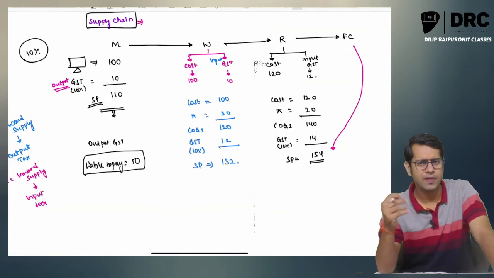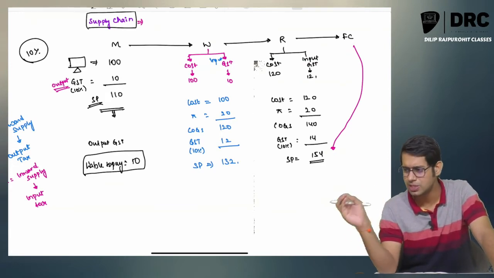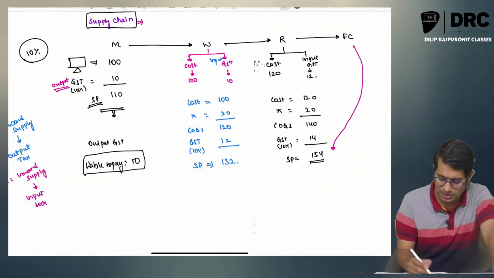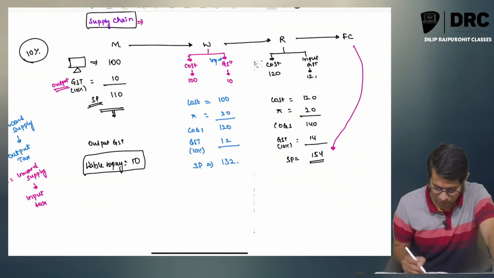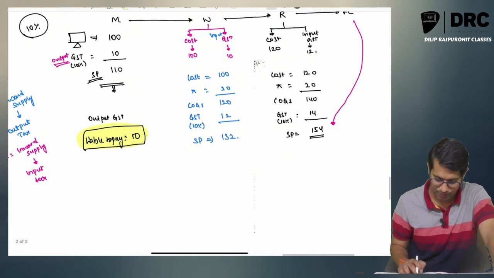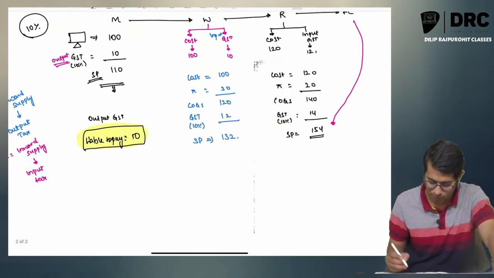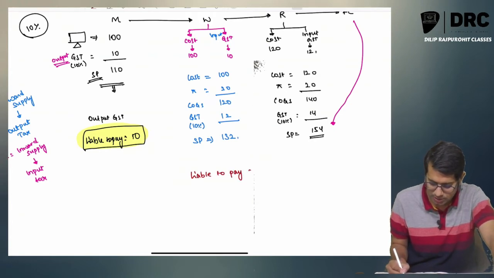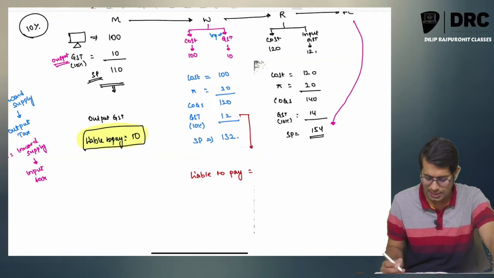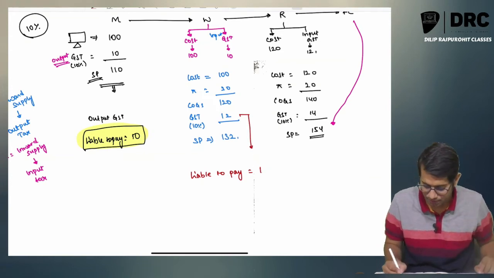Now, in case of the manufacturer, we don't have the details of his purchases. So the tax which he is liable to pay is 10 rupees. Now you will understand what I am trying to tell you. See, the wholesaler is liable to pay how much? On his sales he is liable to pay 12 rupees, correct?